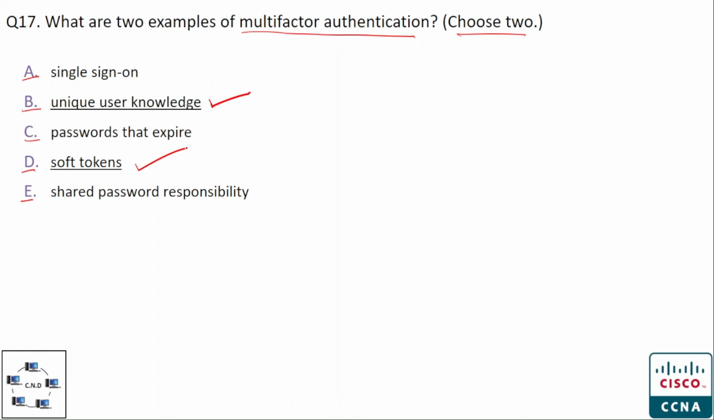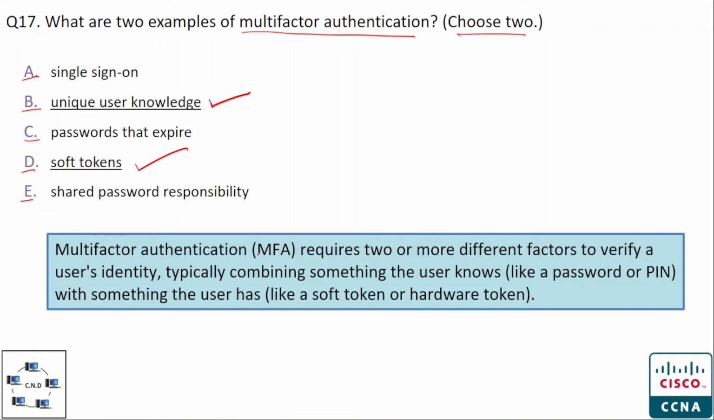second is soft tokens. Multi-factor authentication, that is MFA, requires two or more different factors to verify a user's identity, typically combining something the user knows, like a password or PIN, with something the user has, like a soft token or hard token.